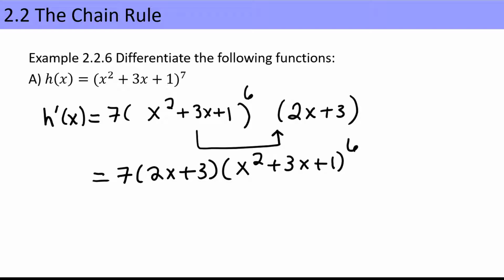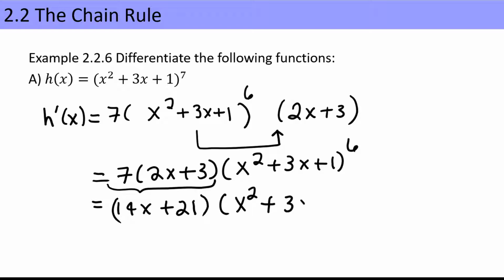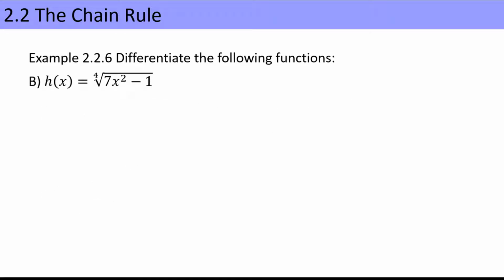Let's remember you have to get the order of operations correct, so we can multiply 7 with the quantity 2x plus 3, which will give us 14x plus 21, still in parentheses. Then you got x squared plus 3x plus 1 to the 6th. That is the derivative. Part B, h of x equals the fourth root of the quantity 7x squared minus 1.